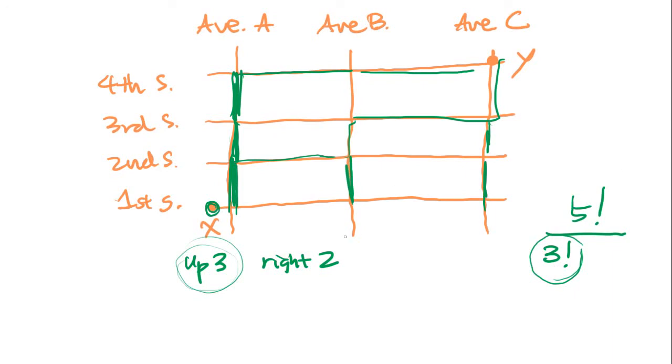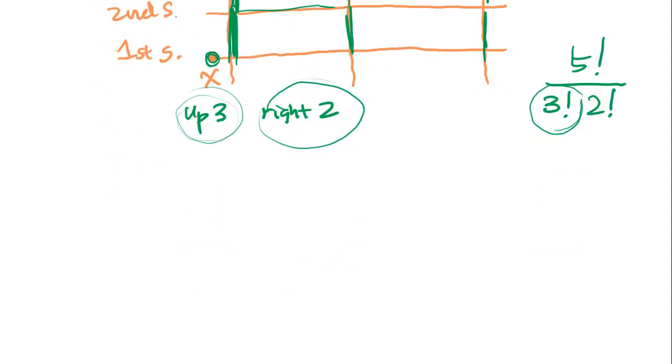The same goes for the fact that he goes right 2 times. It doesn't matter where he goes right 2 times. It's just the fact that he goes right twice, wherever the case may be. So we're actually going to divide by 2 factorial as well. What happens when we do that?